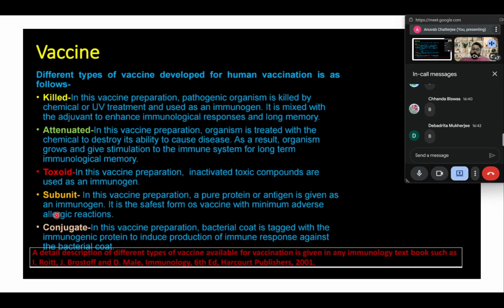And finally, we have conjugate vaccines. In this vaccine preparation, the bacterial coat is tagged with immunogenic proteins to induce production of an immune response against the bacterial coat. You take the bacterial coat from a bacteria and decorate it with various immunogenic proteins, which attract the attention of the immune system. So you immediately start producing antibodies and the immune response against the bacterial coat itself. These are known as conjugate vaccines, where you take two different things together, the immunogenic peptide as well as the bacterial coat.